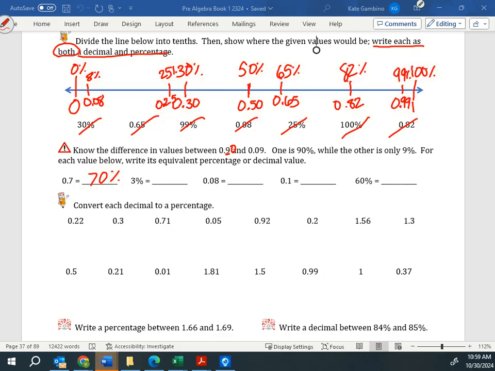Do you know what it should be? 0.03. Because 3% is 3/100ths. So 0.03. Super important that we remember that. It's a super common mistake that people make all the time. So do not rush through this.